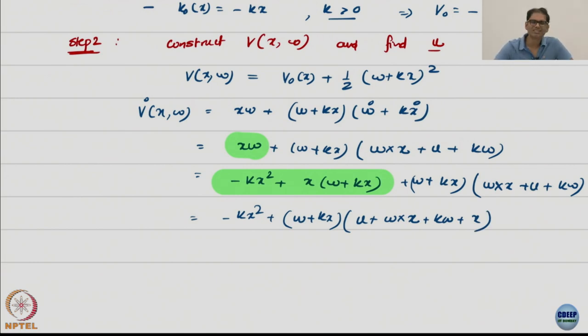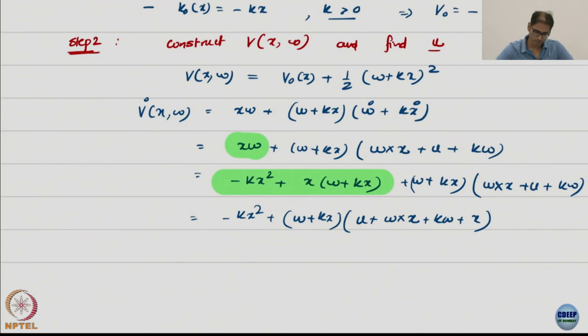So I already know this is a CLF, not a problem. If you want, you can work hard and you know that the term multiplying the control is the LG bar V. And if this is 0, it means omega equals minus kx, so this entire term goes away, and this is negative. So all good, no problem.